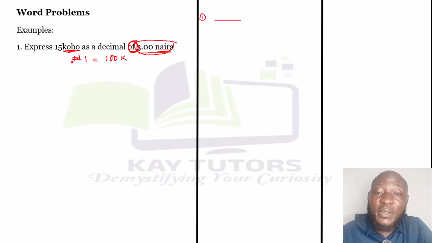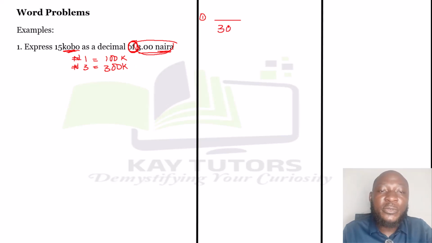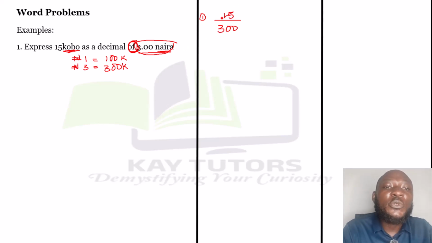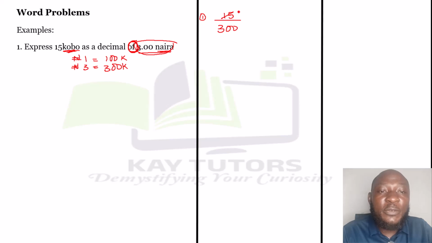So if 1 naira is equal to 100 kobo, then 3 naira is equal to 300 kobo. So 300 goes down here, right? And now we have 15 as the numerator. Now 3 can go into 15 to give you 5, and 3 can go into 300 to give you 100. 5 over 100, your point is here, so it will move backwards 1 and 2.